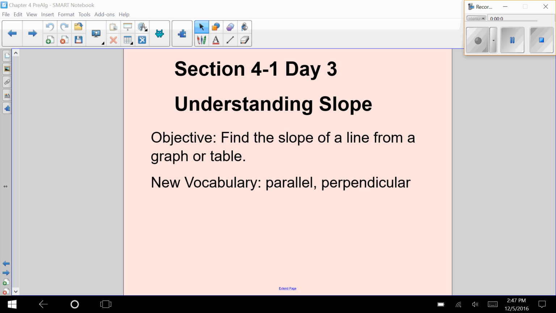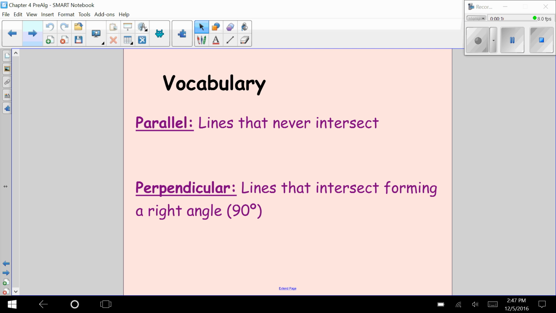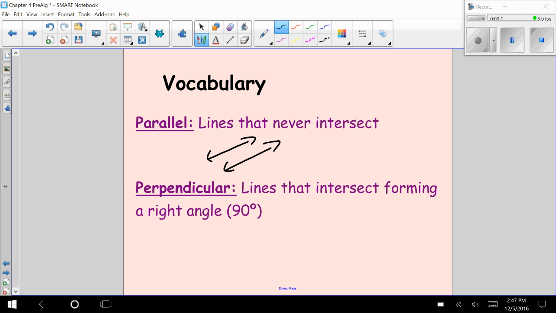This is section 4.1, day 3, understanding slope. Our objective today is to find the slope of a line from a graph or table. Let's start with our vocab. Parallel means lines that never intersect. If we draw them, they look something like this. They go the same direction.